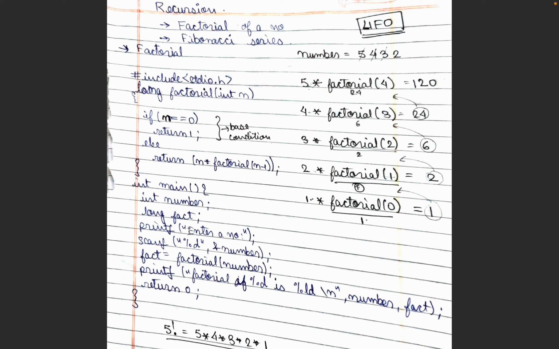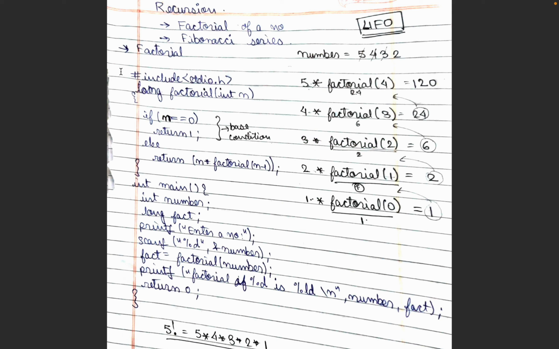Okay, and we were in 4. 4 into factorial of 4 minus 1, that is 3. So here we cut 4 and now it becomes 3. Now we have reached here, and again it's calling factorial of 3. So again we go to this function with the number 3. Now again we check if n is equal to 0. No, it's false. So here we get 3 into factorial of 3 minus 1, that is 2. So 3 into factorial of 2.